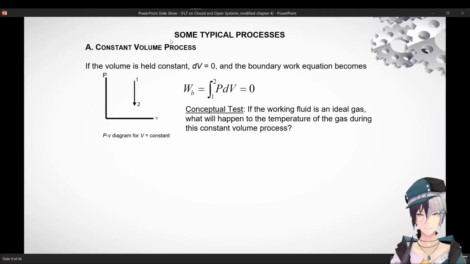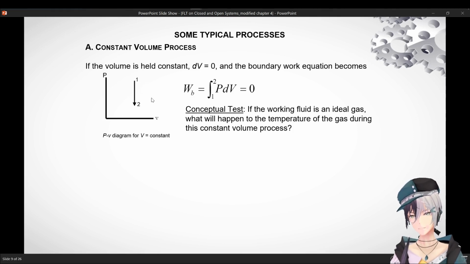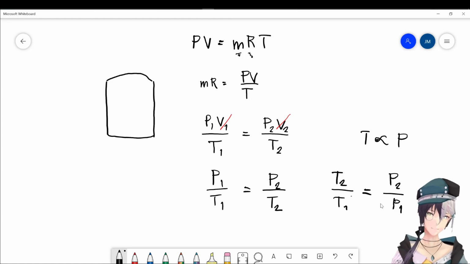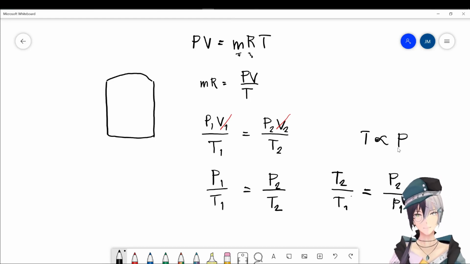So going back to the question, what will happen to the temperature of the gas during this constant volume process? In this case, since pressure went down from state 1 to state 2, temperature is lower. As we have seen, pressure and temperature are directly proportional to each other. If pressure is increasing, then temperature should increase. If pressure is decreasing, then temperature should also decrease.